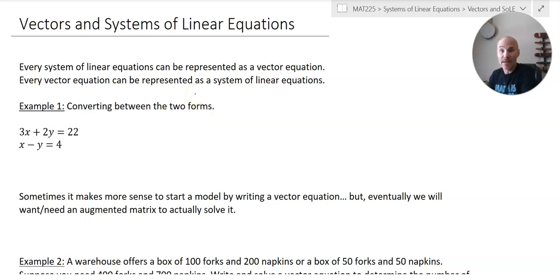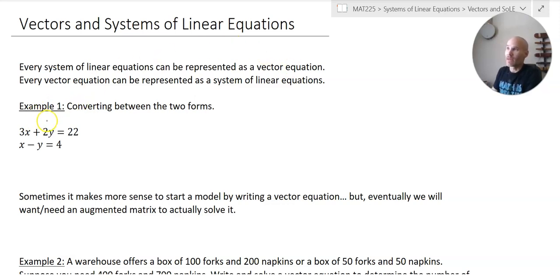So we've now seen an application of vectors and how we can do different things with vectors. It turns out there's a very clear connection between vectors and systems of linear equations. Every system of linear equations can be converted or represented as a vector equation. And similarly, every vector equation can be represented as a system of linear equations. So it transfers both ways. And anything that you can represent, you can solve by creating an augmented matrix and performing the reduced row echelon form on it.